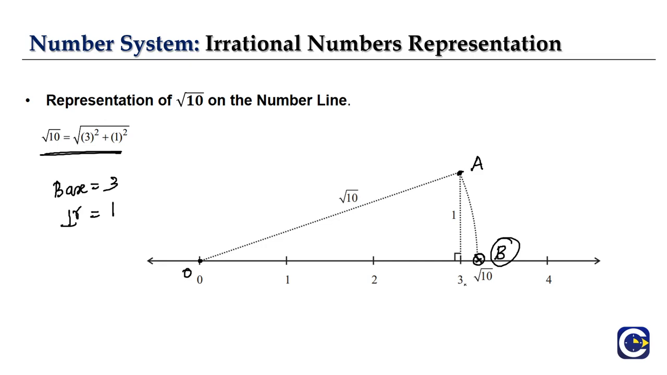So using this Pythagoras theorem and converting any irrational number to its easiest form, it will be easy for us to locate or represent any irrational number on the number line.